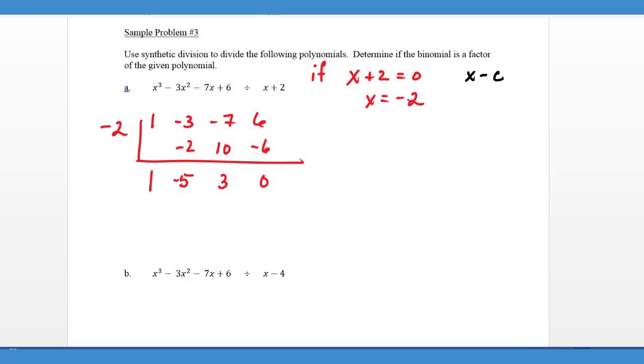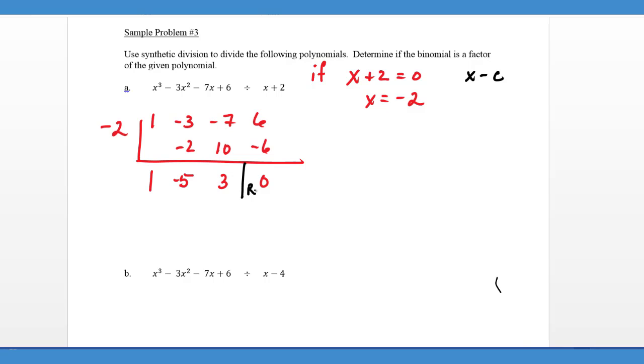And you can see that I've set up the synthetic division here, and I've finished the synthetic division. Now, what happens here is this final value is the remainder. And what that tells me is if it's a remainder of 0, that means x plus 2 is a factor of x to the third minus 3x squared minus 7x plus 6. So negative 2 is a 0 on this polynomial function.